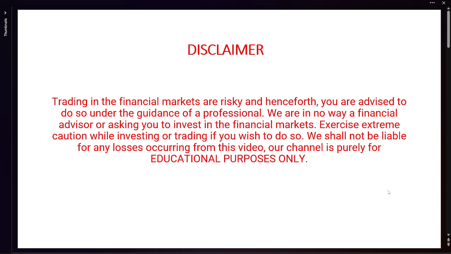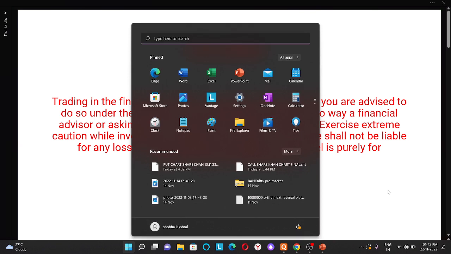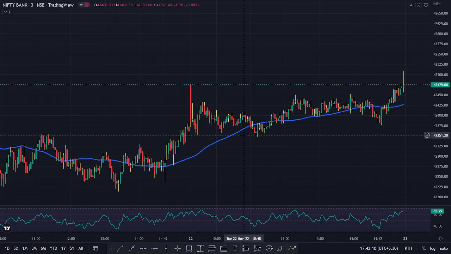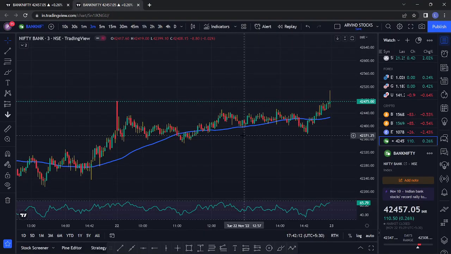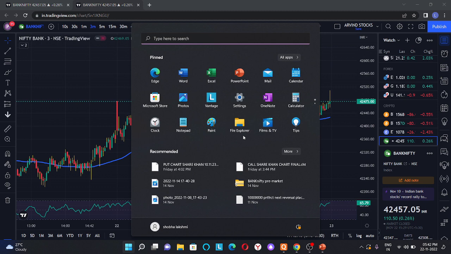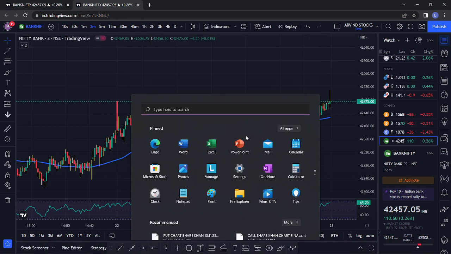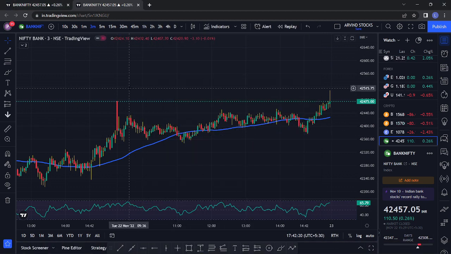So guys, after this short delay of 3 or 4 days, I guess, since I've uploaded any videos, today we are going to be looking at the Bank Nifty post-market analysis for 22nd November, which is today, and also the pre-market analysis on Bank Nifty for 23rd November, which is tomorrow, right? So, let's get started now.